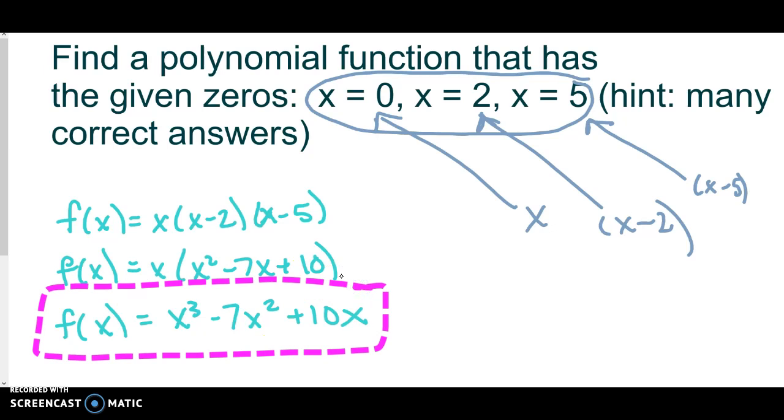Remember I said hint, many correct answers, and that's because I could put, let's say, a lead coefficient of 2 here. And eventually, once I get to this step, everything would be multiplied by 2. And I could do that with any number, right? We could also throw in another zero in there. It didn't say it had to be a third degree. It didn't say that these had to be the only three. So many possible solutions.